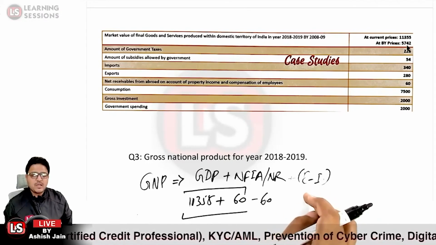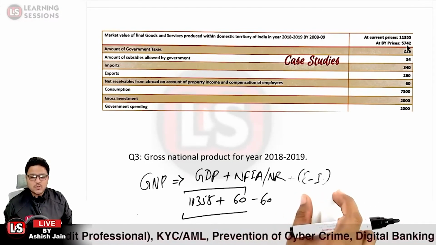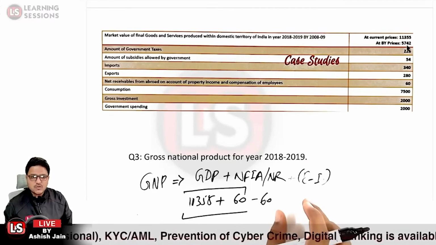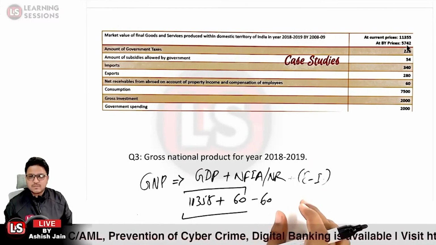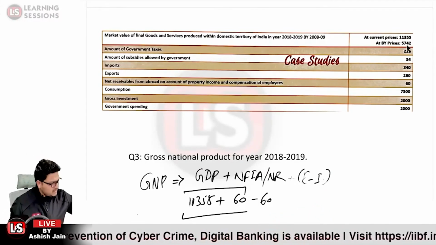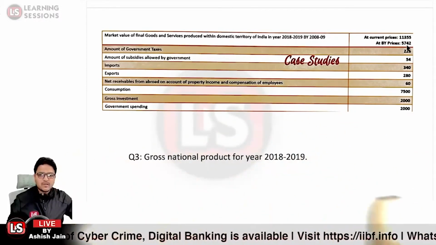That particular factor is to be exports minus imports, isn't it? So it is to be subtracted as such. So it will be 11355 itself. Is that clear? Next we are going to calculate the next question.